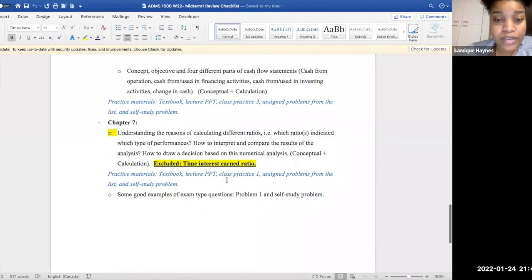Right? How to draw a decision based on the numerical analysis. So basically, if you calculate a ratio, what does that ratio say? Is the company profitable? Is it not profitable? Right? So if the company is liquid, is it not liquid? If the company is not profitable or it's not liquid, if I'm an investor and I want to invest in that company, should I, if it's not liquid or it's not profitable, right? So those are some of the things that you will be able to answer.